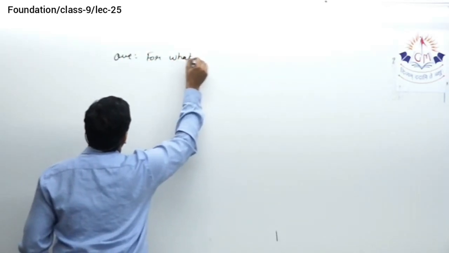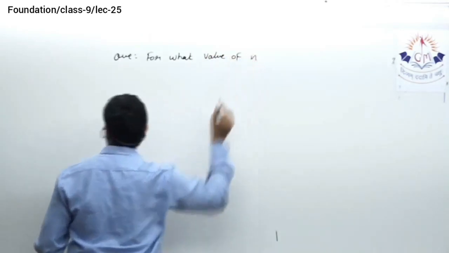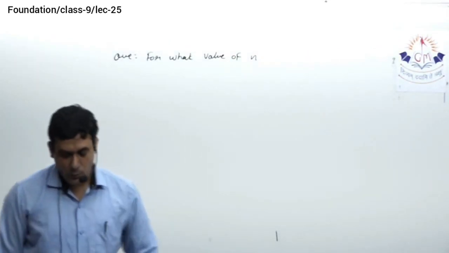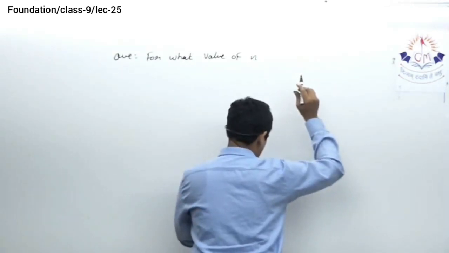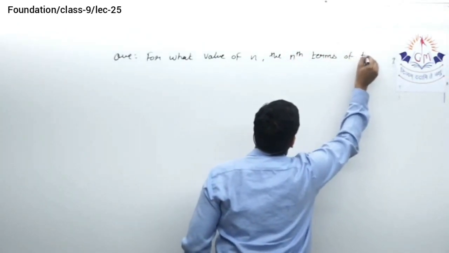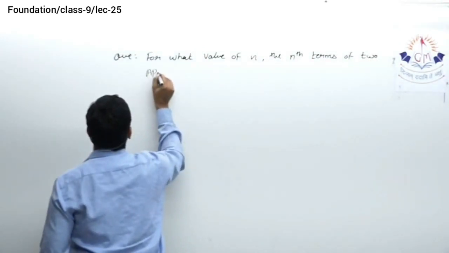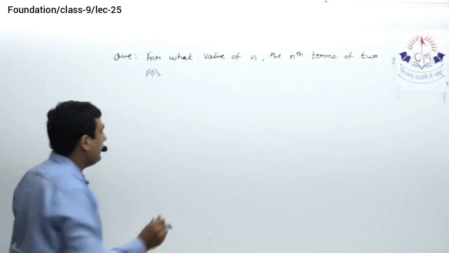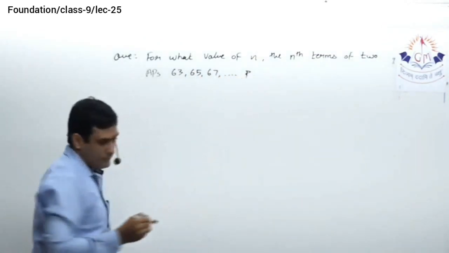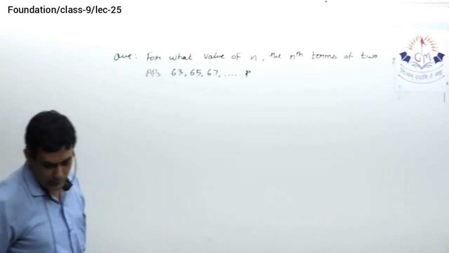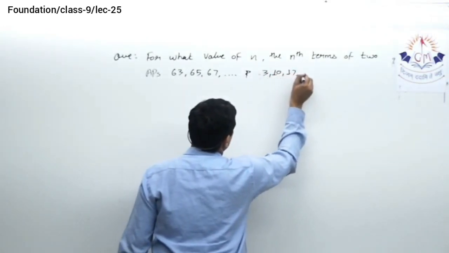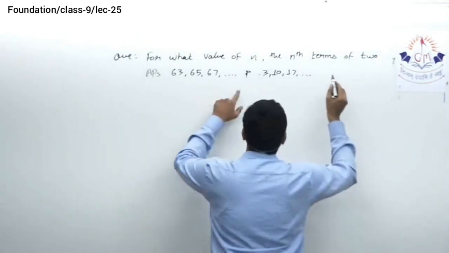For what value of n are the nth terms of two APs 63, 65, 67 and 3, 10, 17 equal? For what value of n is the nth term of these two APs equal?